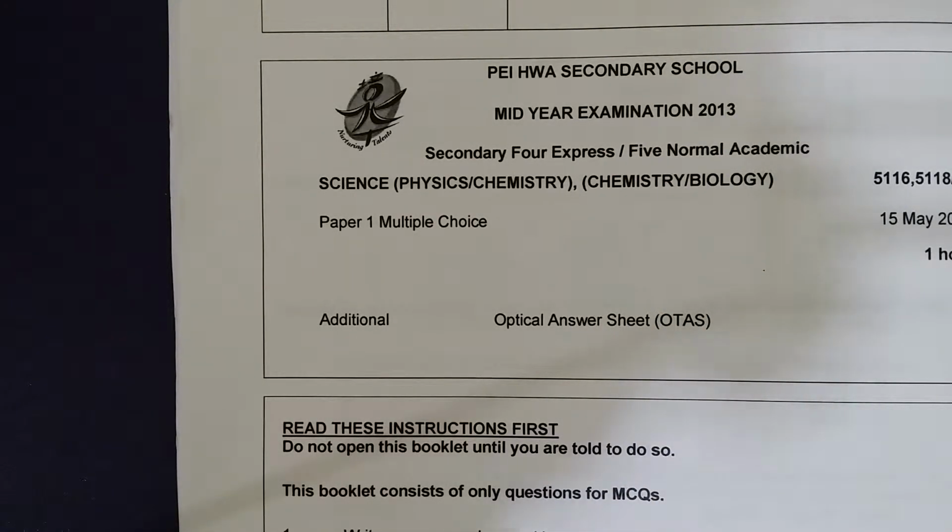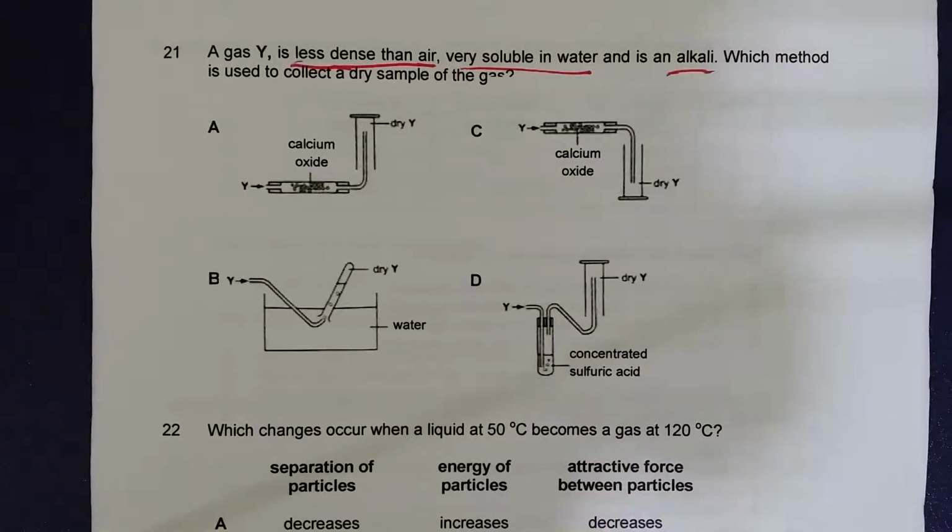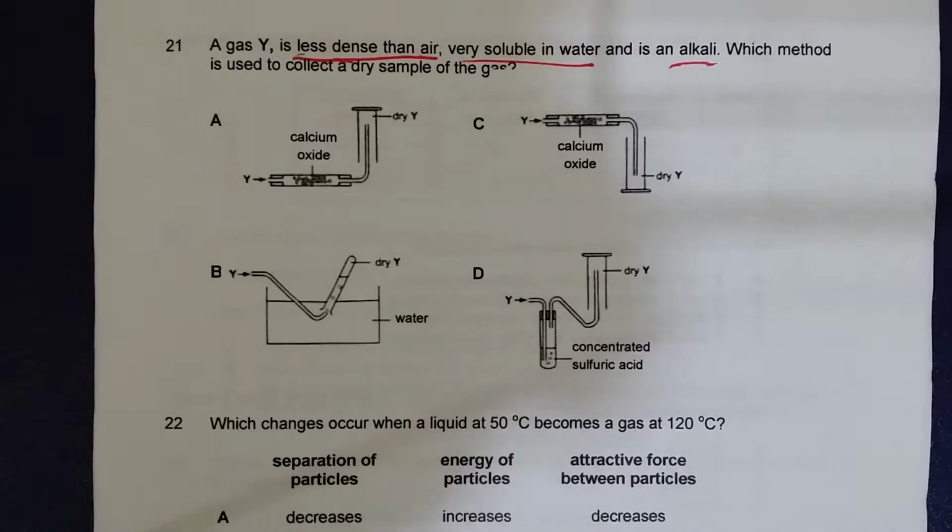Okay, this is a 2013 mid-year exam paper, MCQ questions. First question: a gas X is less dense than air, very soluble in water, and is an alkali. Which method is used to collect a dry sample of the gas?